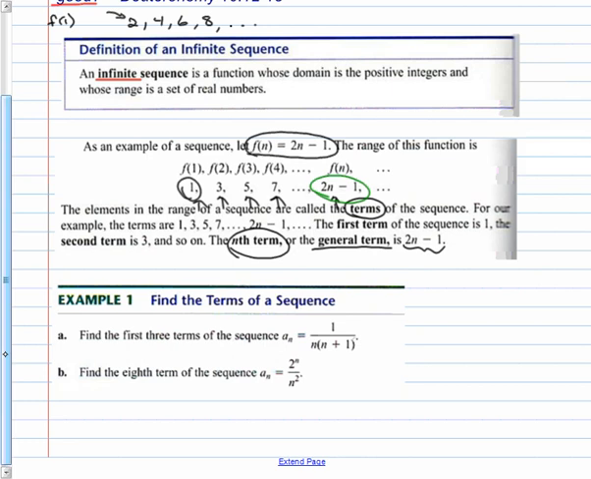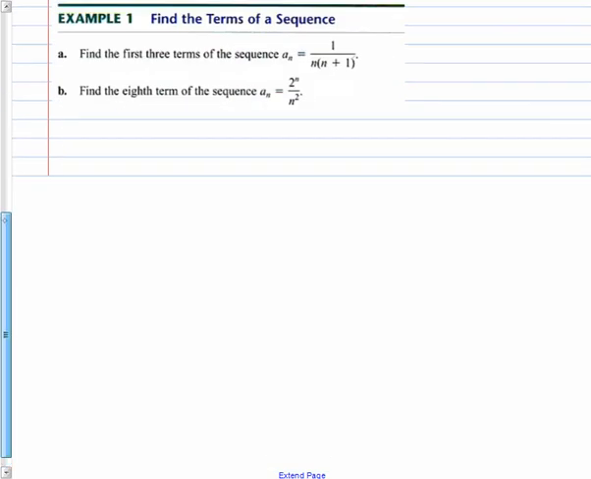So let's try a few different general expressions and create some sequences. It says find the first 3 terms of the sequence where a sub n, so we often use the letter a to stand for one of my terms. A sub 1 would be the first term, a sub 2 the second term, etc. So a sub n, the general expression of the equation, is this thing here, 1 divided by n times n plus 1. So if I wanted to find a sub 1, I'm just substituting a 1 where my n is. And see if you can give me that answer. What is the first term when you're all done with that?